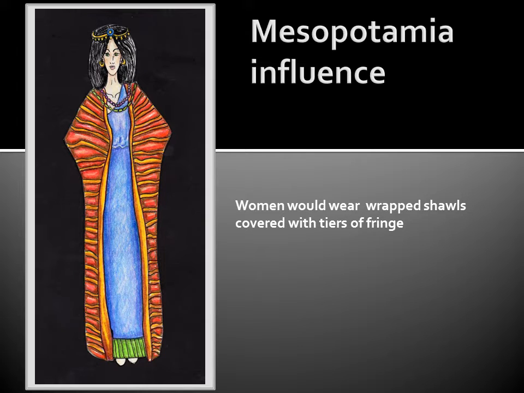Women would wear wrapped shawls covered with tiers of fringe. Fringe shawls were worn over their shoulders and dyed in a variety of colors. Both women and men would wear their hair long and often wrapped around their heads with beads. They would also wear perfumes or oils to dye their hair a beautiful color. They also would wear headdresses as well.